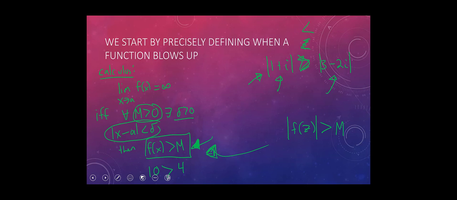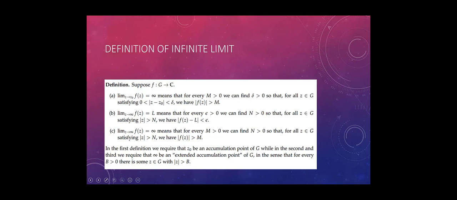Okay, so let's formalize this though. All right, so let's suppose that we have a complex function from G to C. Okay, we say the following. So we say that the limit as z approaches z naught of f of z is infinity. This means that for every M greater than 0, so similar to the calculus case, we can find a delta so that for all z in G with the distance between z and z naught less than delta, we have that the modulus or the length of the output is bigger than M.